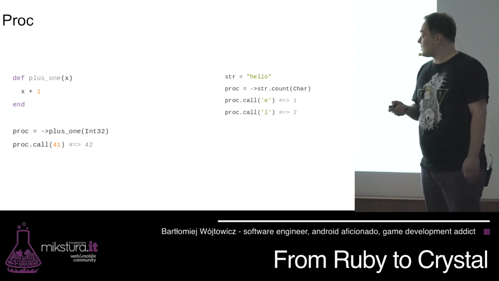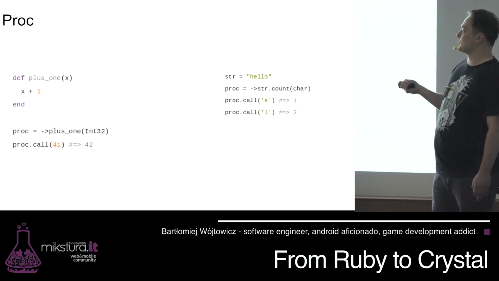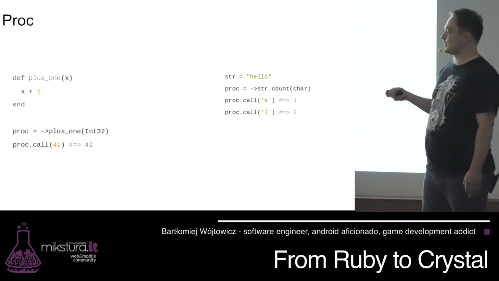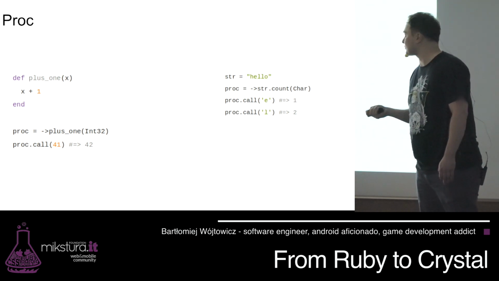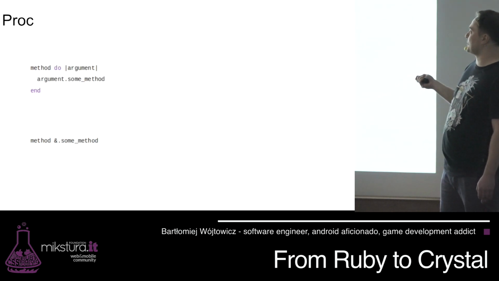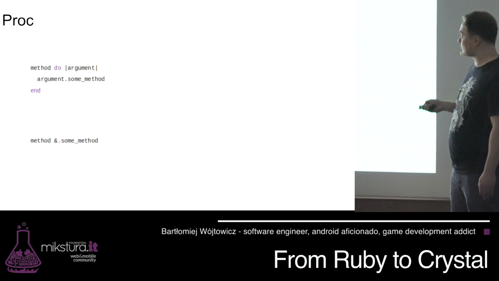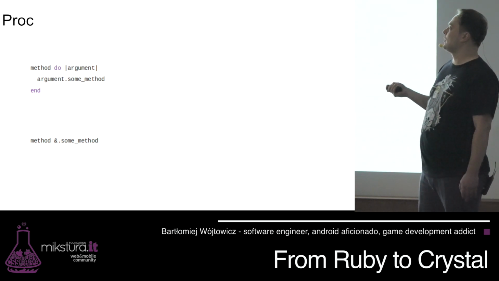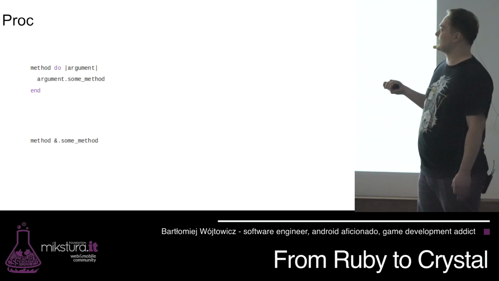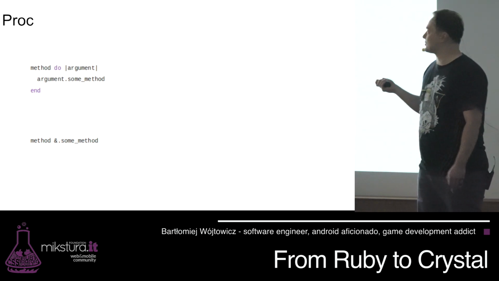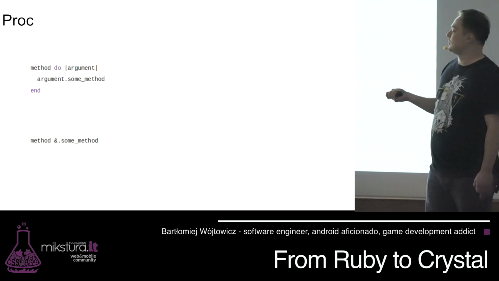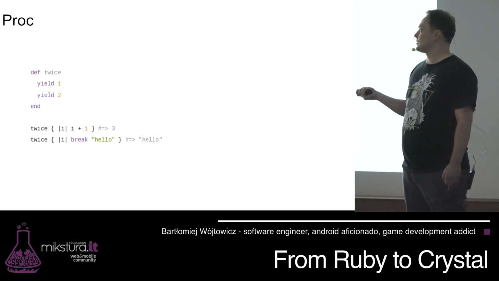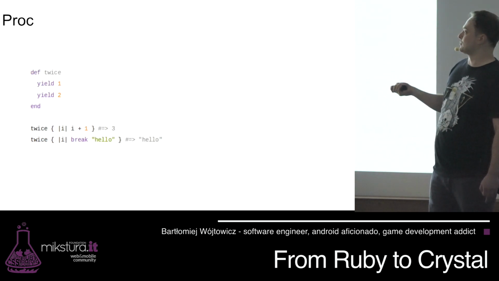Okay, you can also convert a method to a proc by prefixing with the lambda sign. And also you can specify a receiver, like here, string and count. Okay, and also there's a shortcut version for blocks like we have in Ruby. So it's very similar. It's an ampersand dot and same method. So basically these 2 are the same.